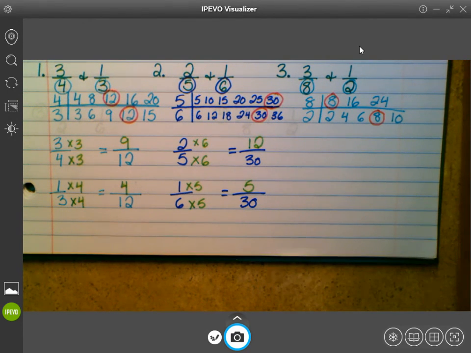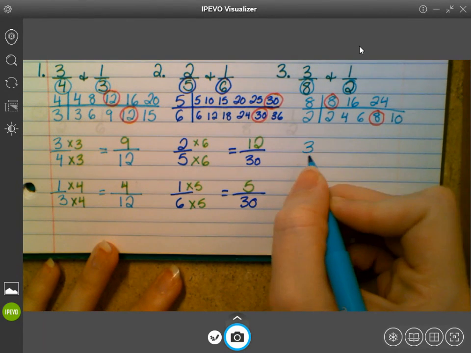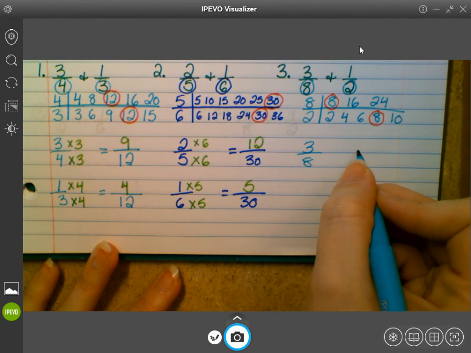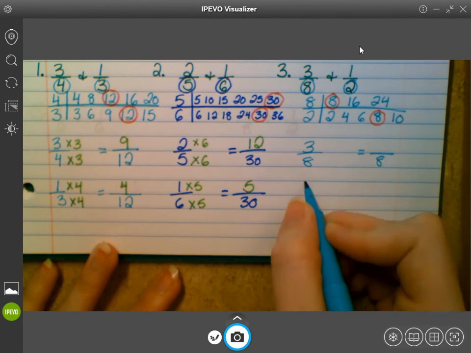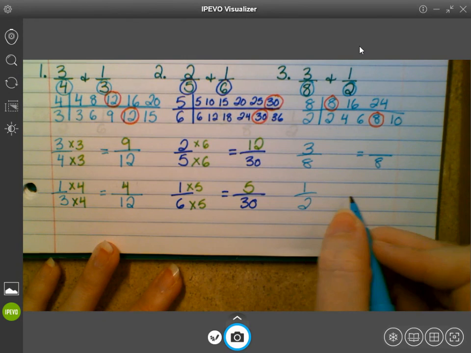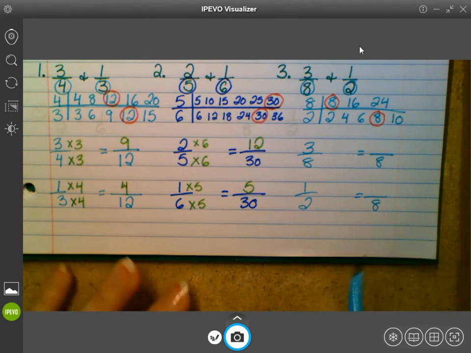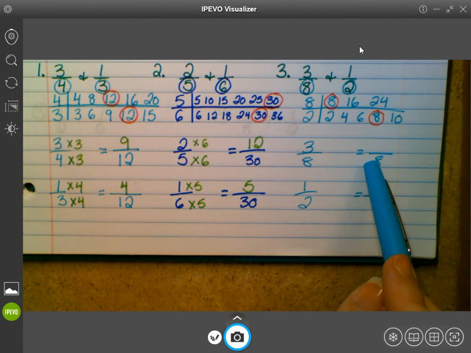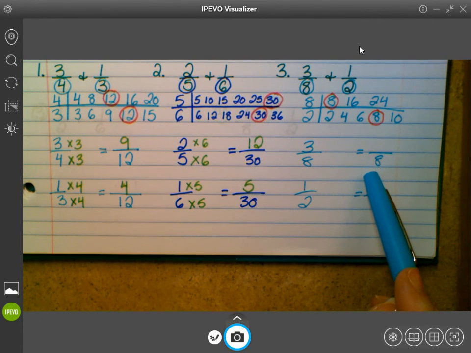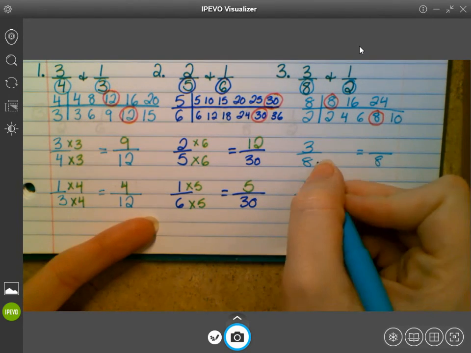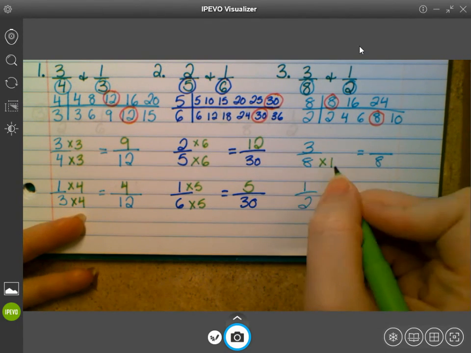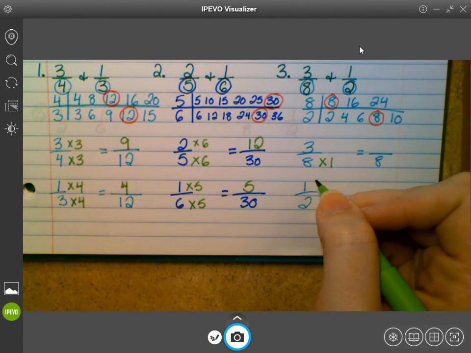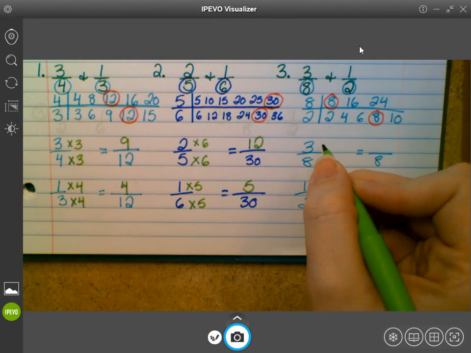So, if I were to go and set this up right now, I'll just get them both set up. 3/8, leave a space, equals something over 8, and then 1/2, space, equals something over 8. 8 times what equals 8? 1. Oh, let me do it in green. Keep it consistent. So then whatever I do to the denominator, I have to do to the numerator.